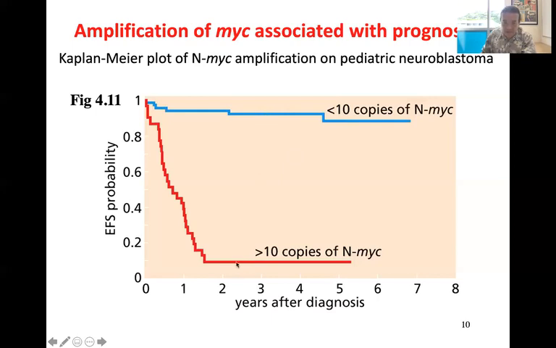And you can see very clearly, right, those patients who present with tumors and their tumors already show more than 10 copies of Myc, right? They have a far poorer prognosis, right? So on the x-axis is years after diagnosis, right, before this particular endpoint data was collected. And this endpoint is EFS probability, which means event-free survival, right?